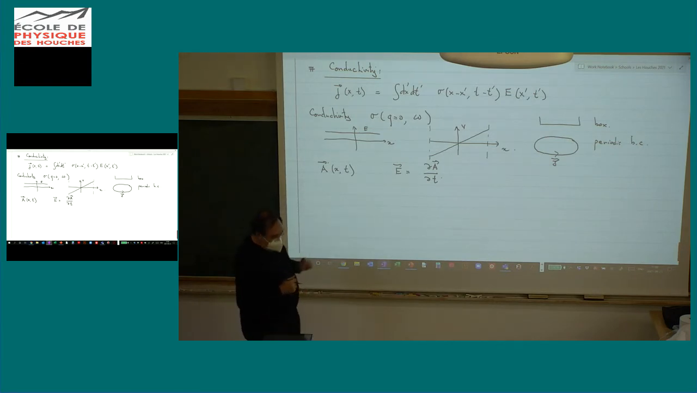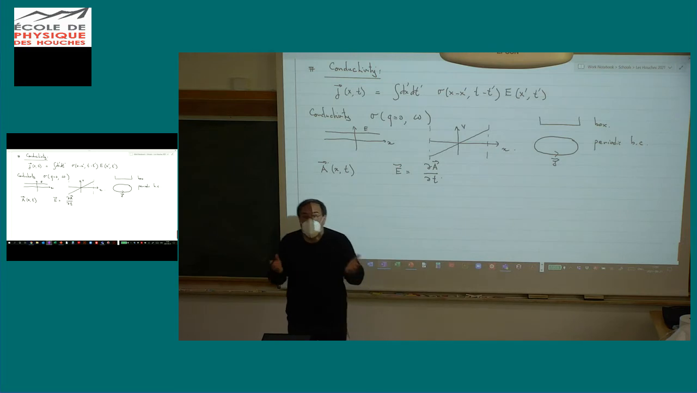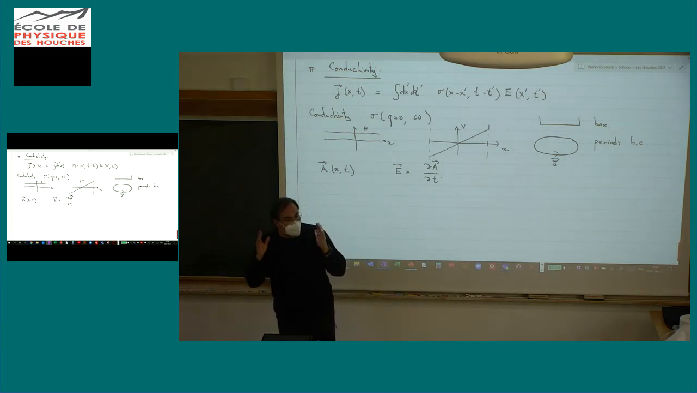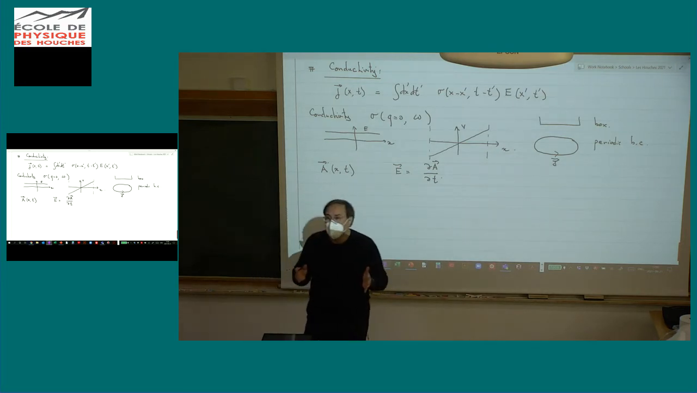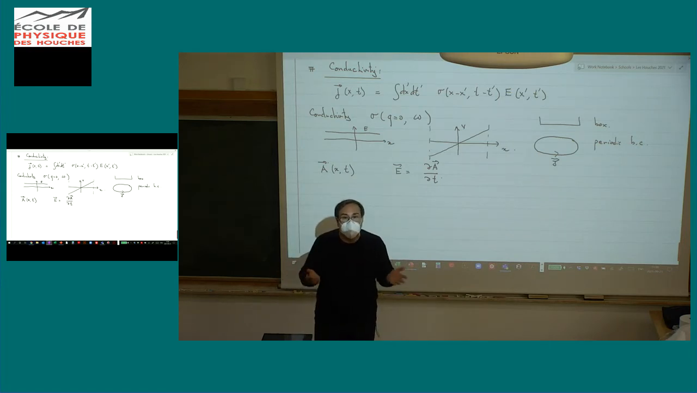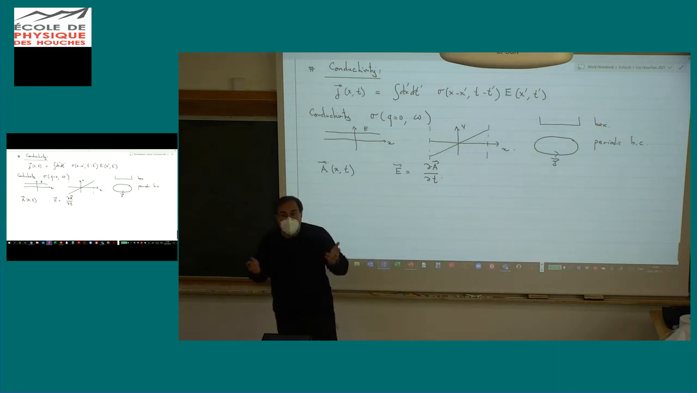Okay, so now the second question is, how do I insert the gauge potential in the Hamiltonian? Let's say I have three particles, just three spinless particles, bosons, fermions, whatever. Their kinetic energy is p squared over 2m. Now, what do I do with my gauge potential?